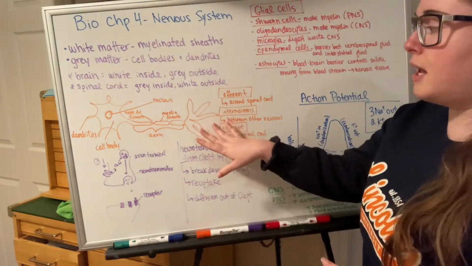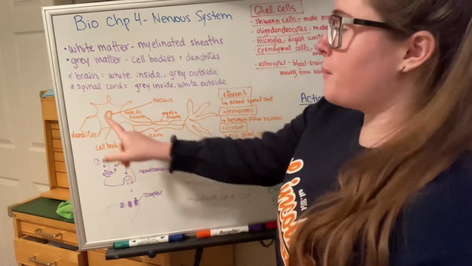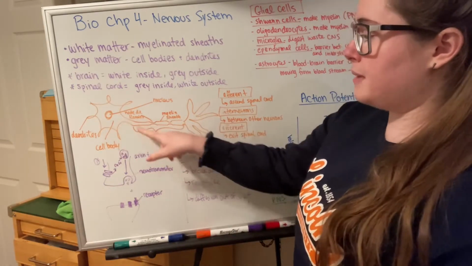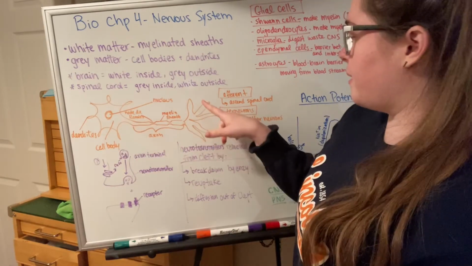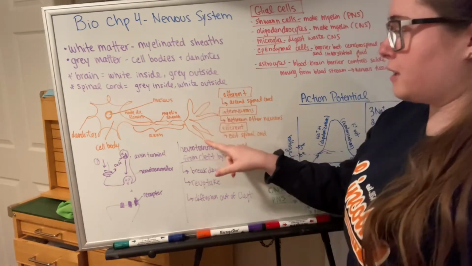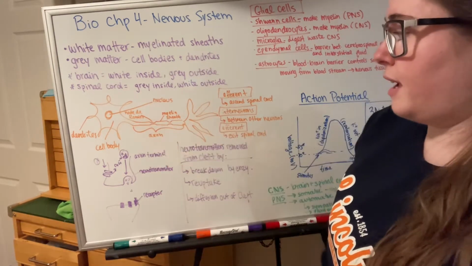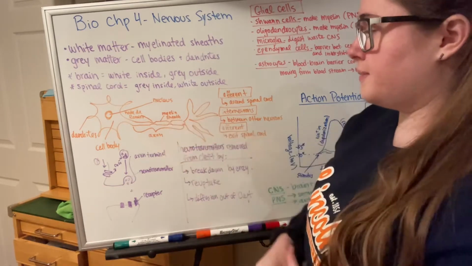So this is just a diagram of a neuron. We have our dendrites, the nucleus, the cell body. The whole thing is the axon. And then we have our axon terminal over here. And then these little things in here are our nodes of Ranvier with our myelin sheaths.